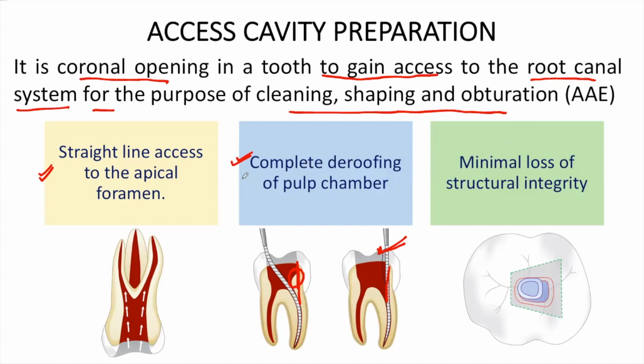But in lieu of straight line access or complete deroofing of the pulp chamber, we cannot just cut tooth structure. We should follow the minimal loss of structural integrity of the tooth so as to avoid weakening of the remaining tooth structure. Clear? The definition and objectives.